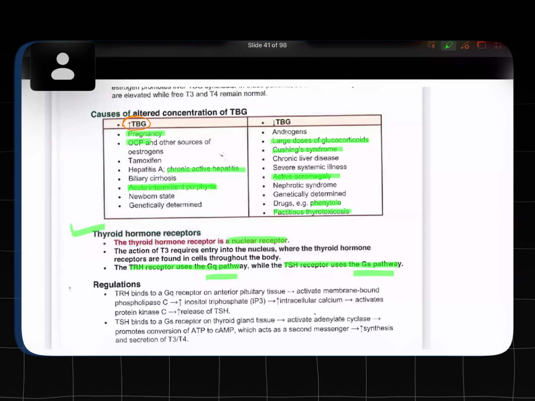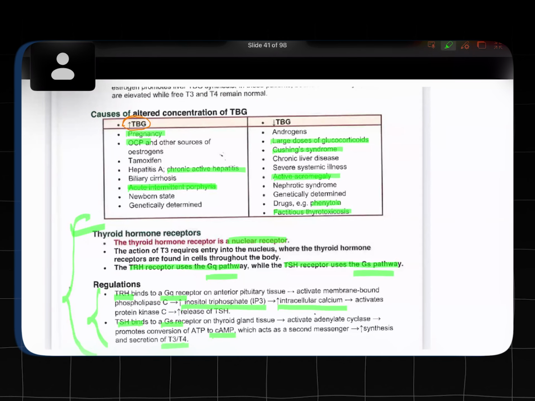This is how it works. This you will not need; it is just so that if you read more, maybe you'll remember. So TRH is GQ, TSH is GS. GQ is associated with the inositol triphosphate pathway and increased intracellular calcium, and here GS is associated with the cyclic AMP pathway and T3 T4. So try to remember these things. And this is very important. Okay, this is coming repeatedly.